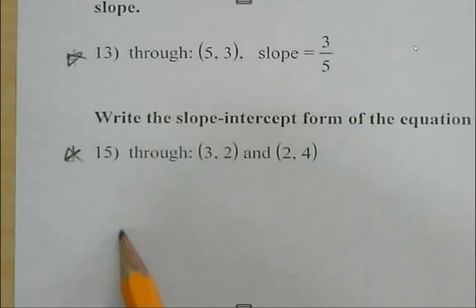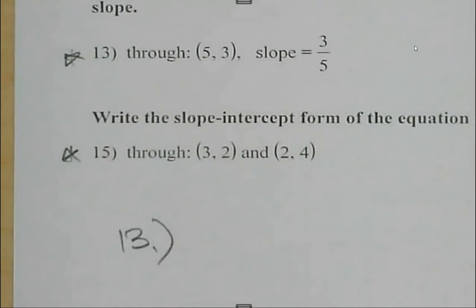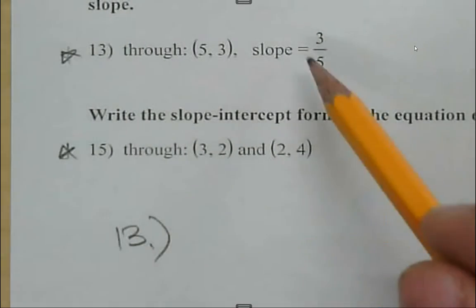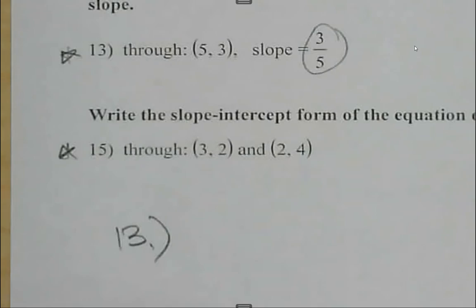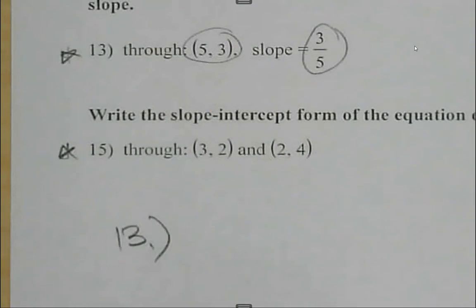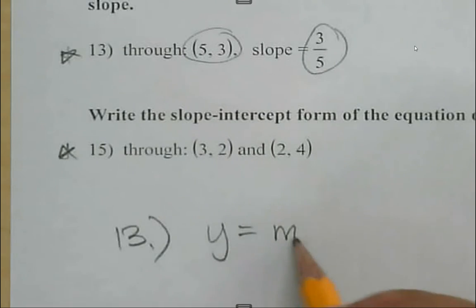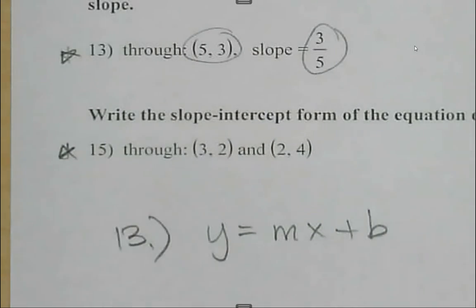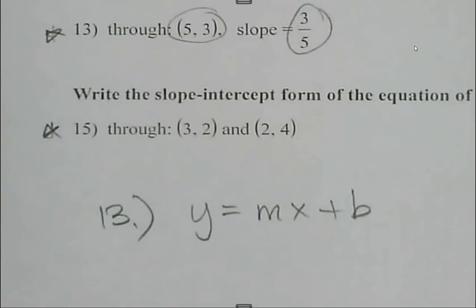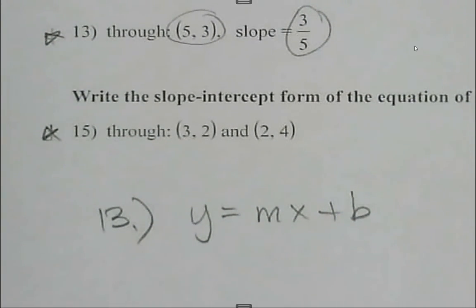So let's start with number 13, and I'm going to do the work down here because it's going to take a little room. And it says that we have a slope of 3/5. We know that much, but we're going through this point right here. So what I want to start with is I know I've got to get this in slope-intercept form. So let's write that down. Slope-intercept form. Y equals mx plus b. You're going to be so tired of hearing that by the time this is all said and done. But it really is something that you want to see is pretty useful.